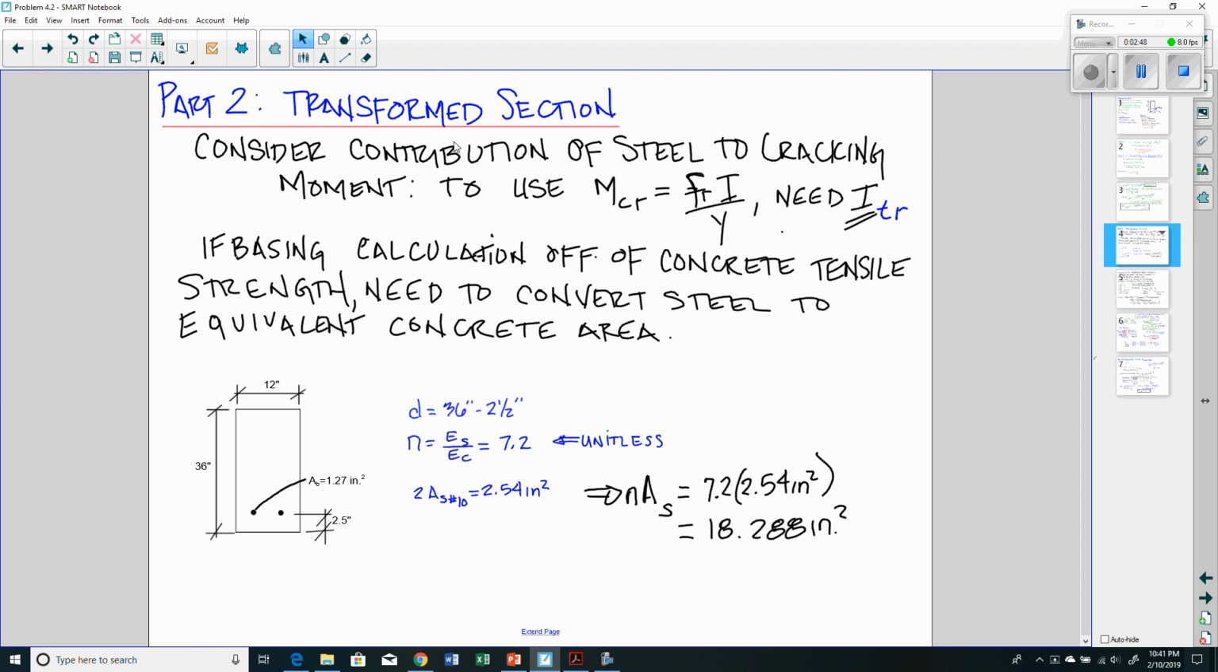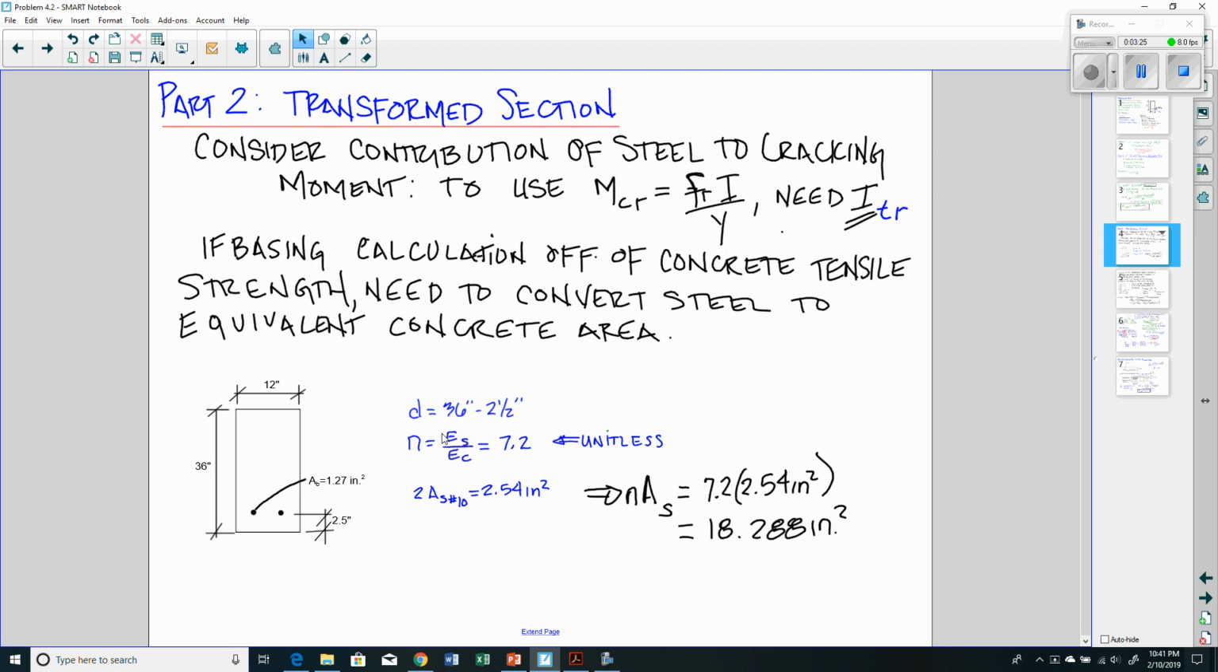Now looking at part 2, for our transform section, what we want to do is consider the contribution of steel to the cracking moment. Note, previously we just did the gross section, so we completely neglected any contribution from the steel. If we're basing our calculation off the concrete tensile strength, we need to convert the steel to equivalent concrete area. So we need to find our neutral axis, and we're going to transform the area of steel to an equivalent amount of concrete.